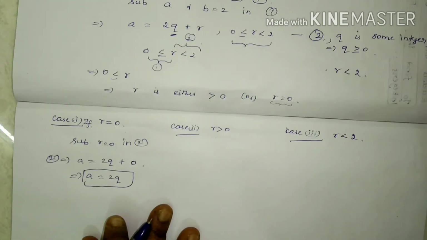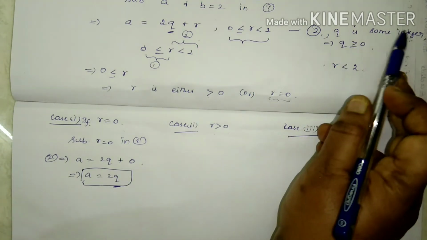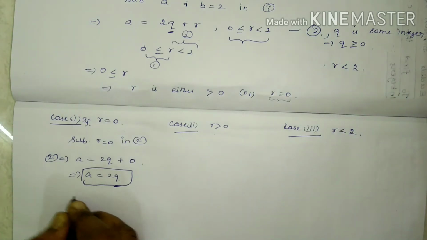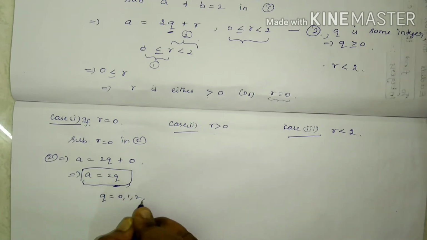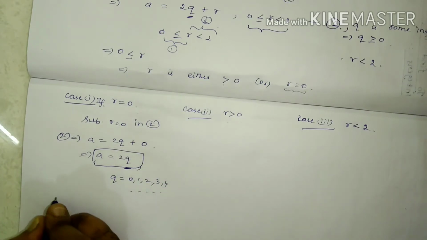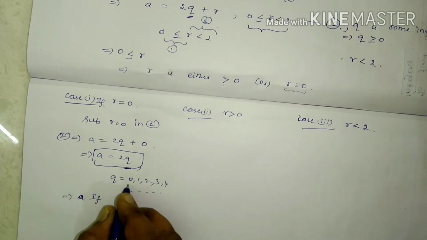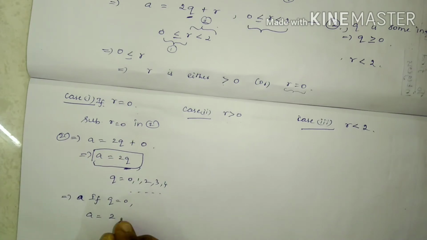Now we are going to substitute values for q. We already know q is some integer and also it is greater than or equal to 0. Then our q value should be 0, 1, 2, 3, 4 and so on. So we substitute these values of q in this equation. If suppose q equals 0, then our equation becomes a equal to 2 into 0, which implies 0.